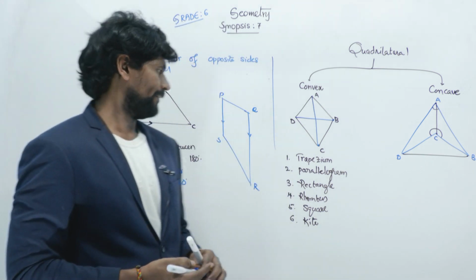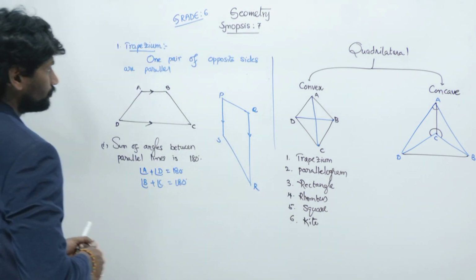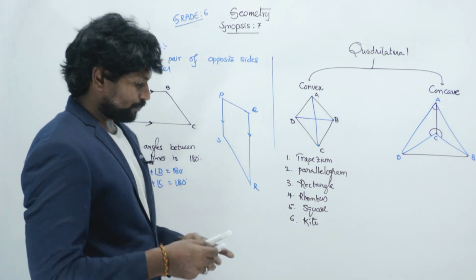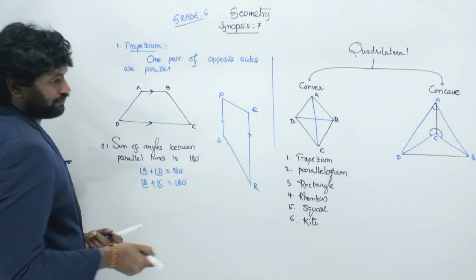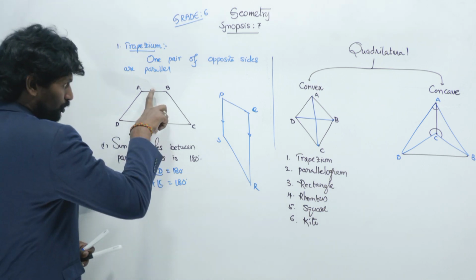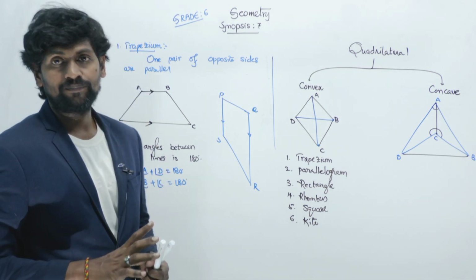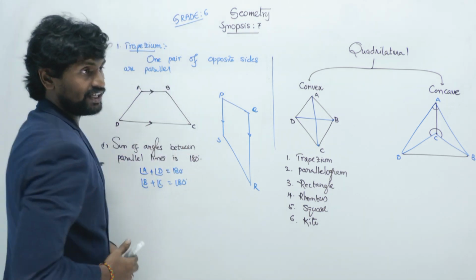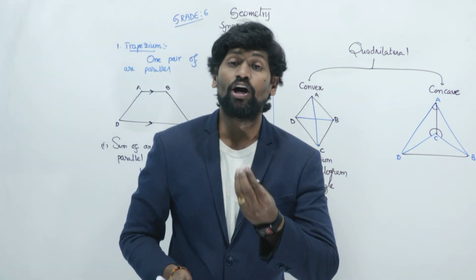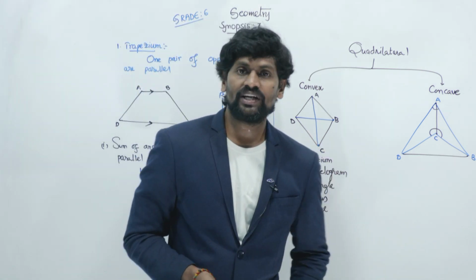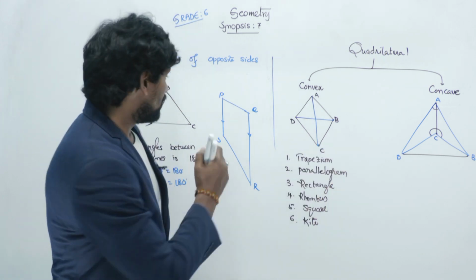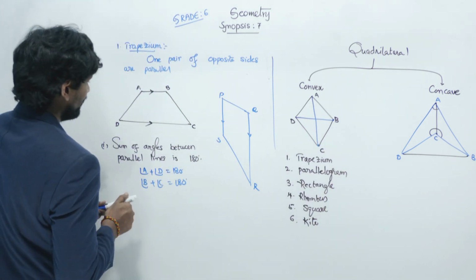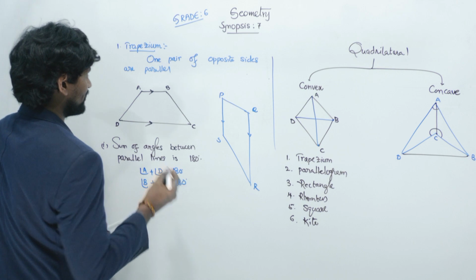Okay? Right. Now let us discuss one more point. In a trapezium, I told you one pair of parallel sides. And what about the remaining two sides? The remaining two sides are called non-parallel sides. On these non-parallel sides, take midpoints.